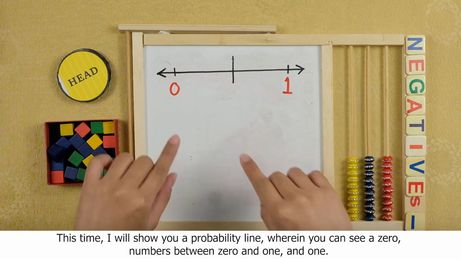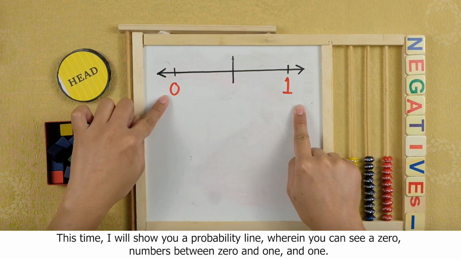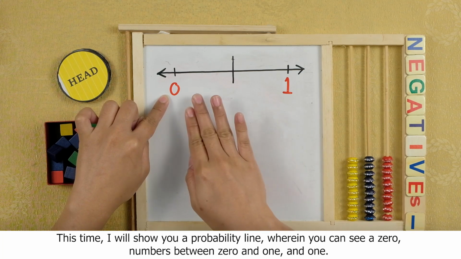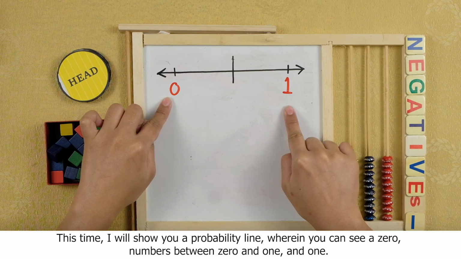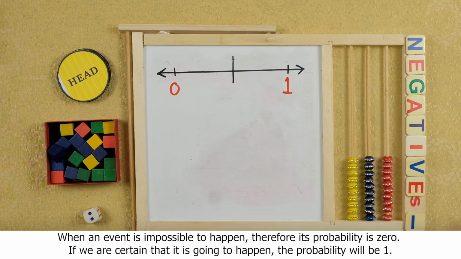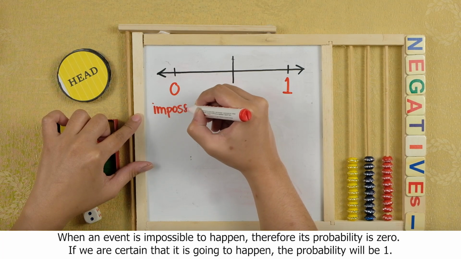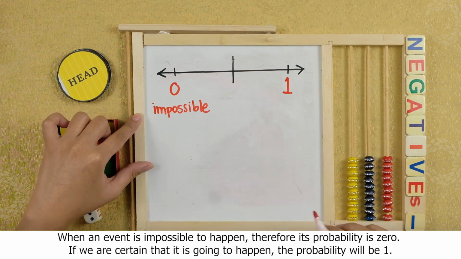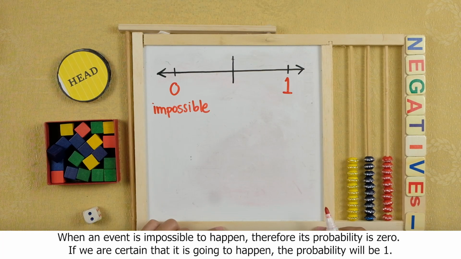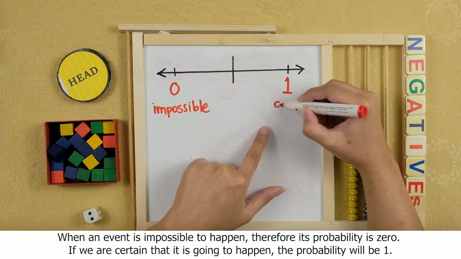This time, I'll show you a probability line wherein you can see a 0, the numbers between 0 and 1, and 1. When an event is impossible to happen, its probability is 0. And if we are certain, 100% sure that it is going to happen, the probability will be 1.